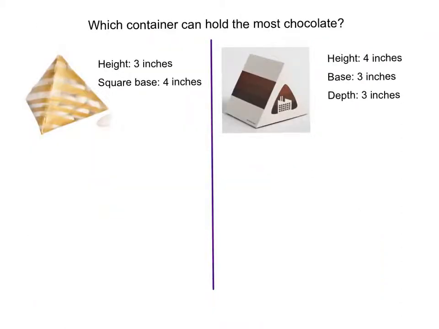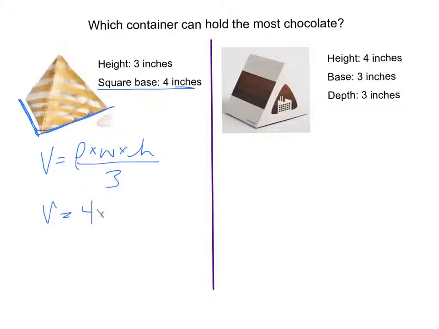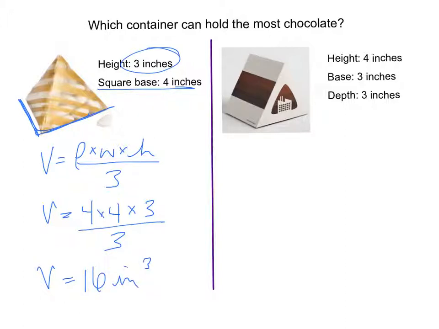Another comparison problem. We're asking which container holds the most chocolate? Is it the pyramid or the triangular prism? And I gave you measurements for each shape. So remember, the pyramid's volume is length times width times the height divided by 3. Length and width come from our base, and we know our square base is 4 inches on each side. So our volume is 4 times 4, gives us a height of 3, so times 3 divided by 3. And we end up with a volume of 16 cubic inches.